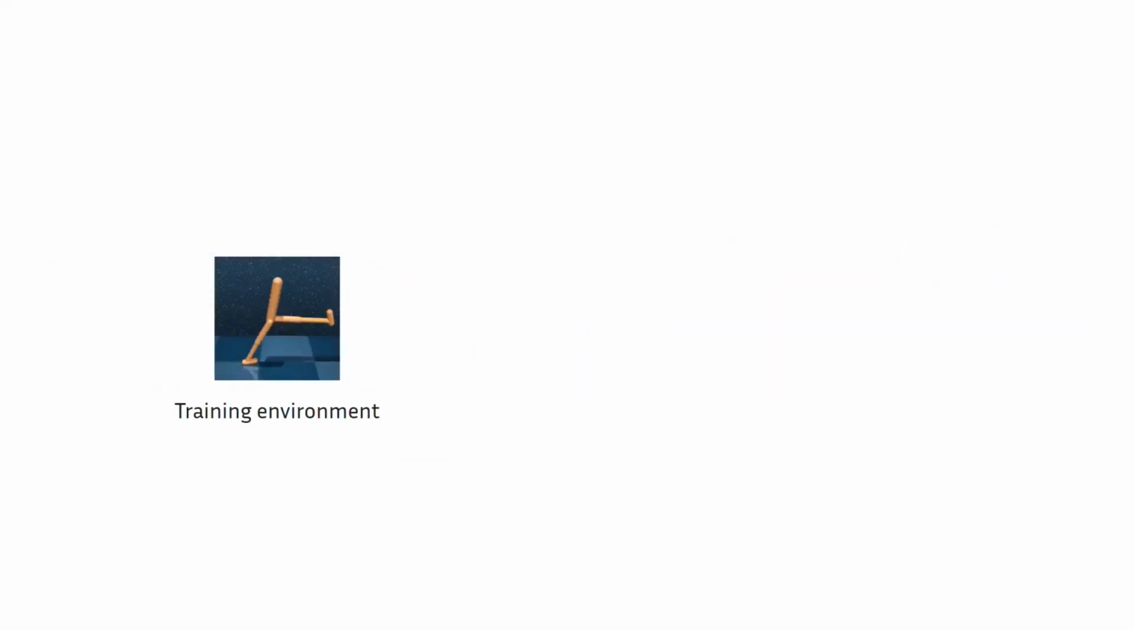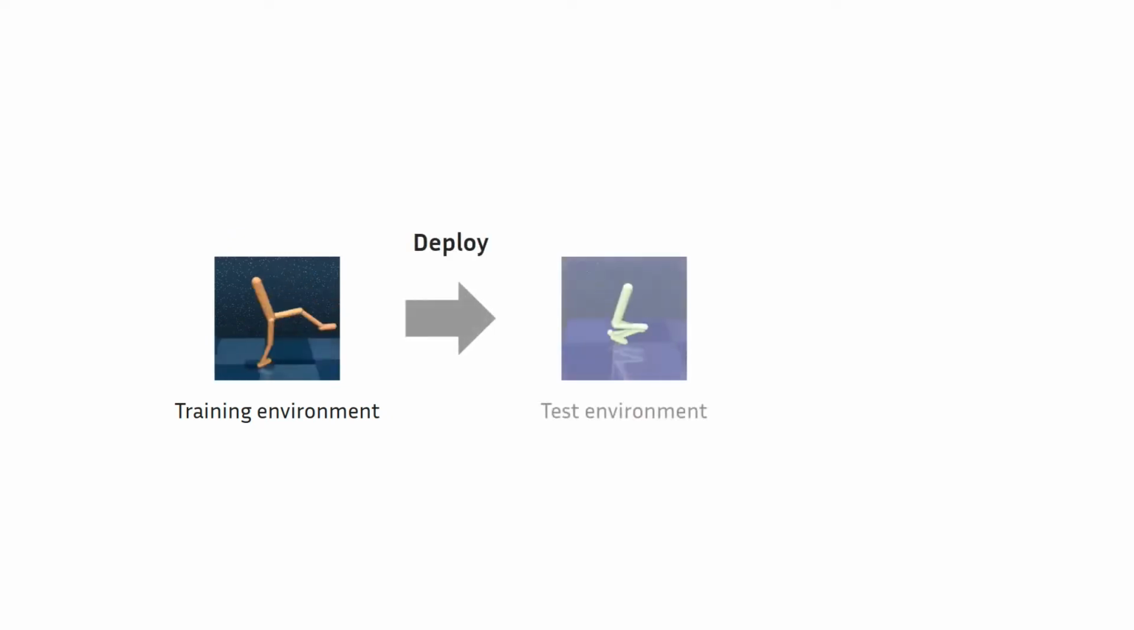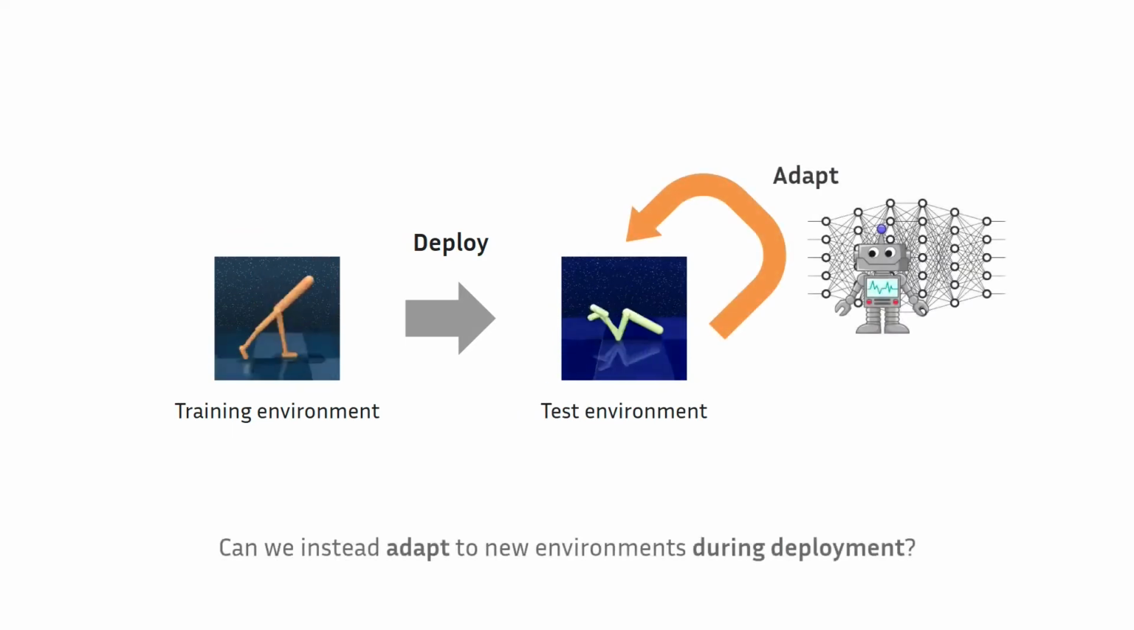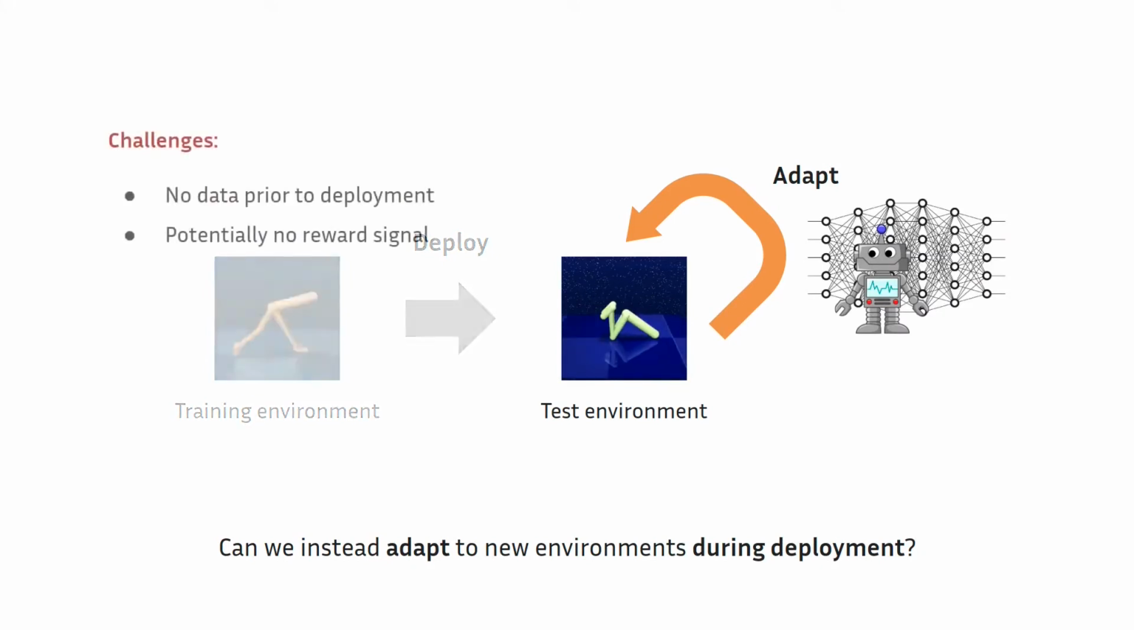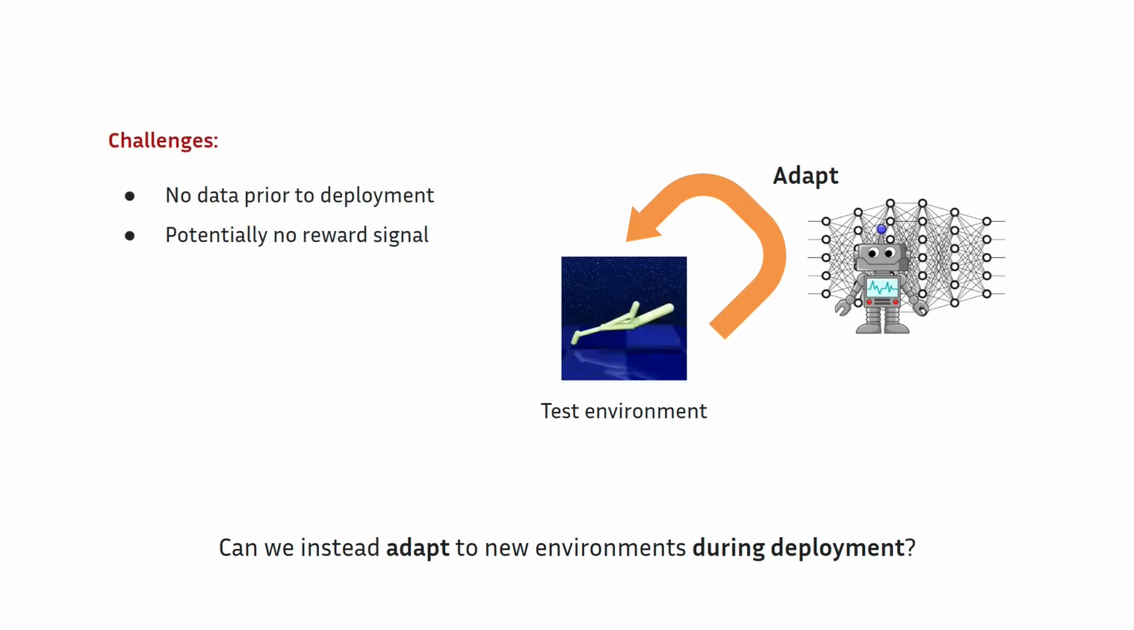So in this project, we investigate an alternative research direction. Can we learn a policy in a single environment, deploy that policy in our target environment, and then adapt the policy during deployment itself? Now, to adapt our policy, we are faced with the following challenges. First of all, we may not have access to any data from the target environment. And second, we also cannot assume that we will have access to a reward signal, as the target environment could, for example, be a physical robot.